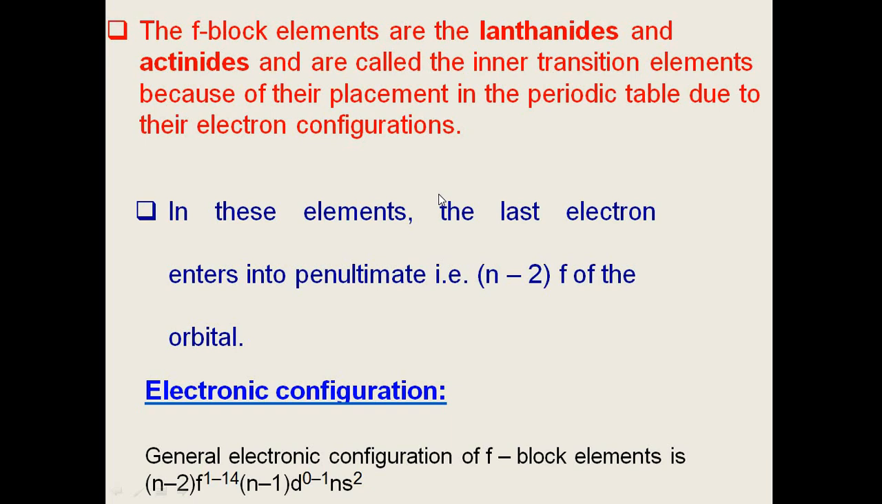The F-block elements are the lanthanides and actinides and are called the inner transition elements because of their placement in the periodic table due to their electronic configuration. In these elements, the last electron enters into the n-2 f orbital. Their general electronic configuration is (n-2)f 1 to 14, (n-1)d 0 to 1, ns2.